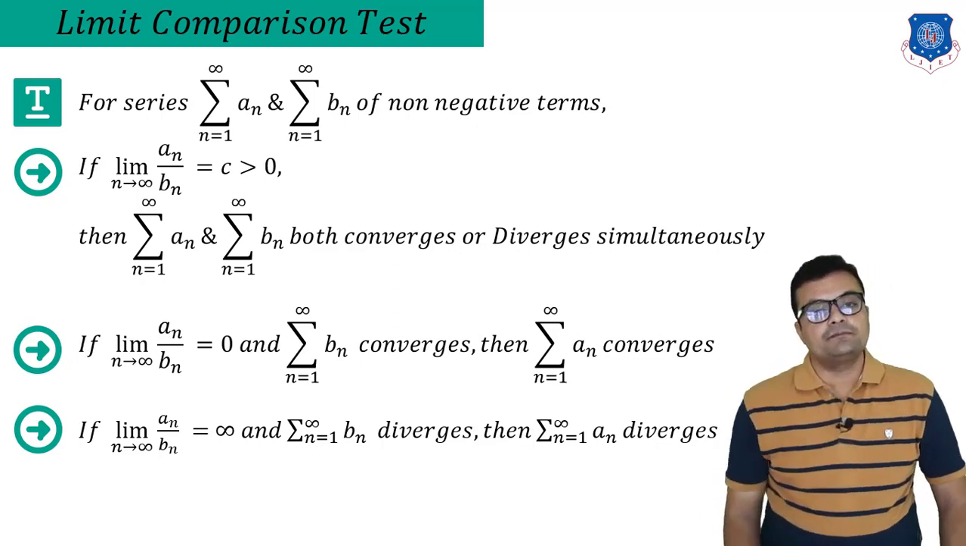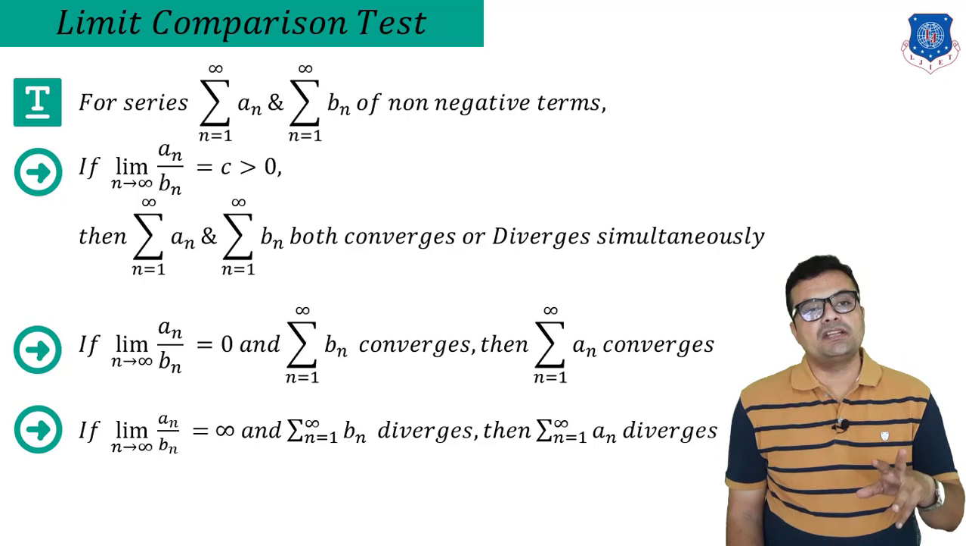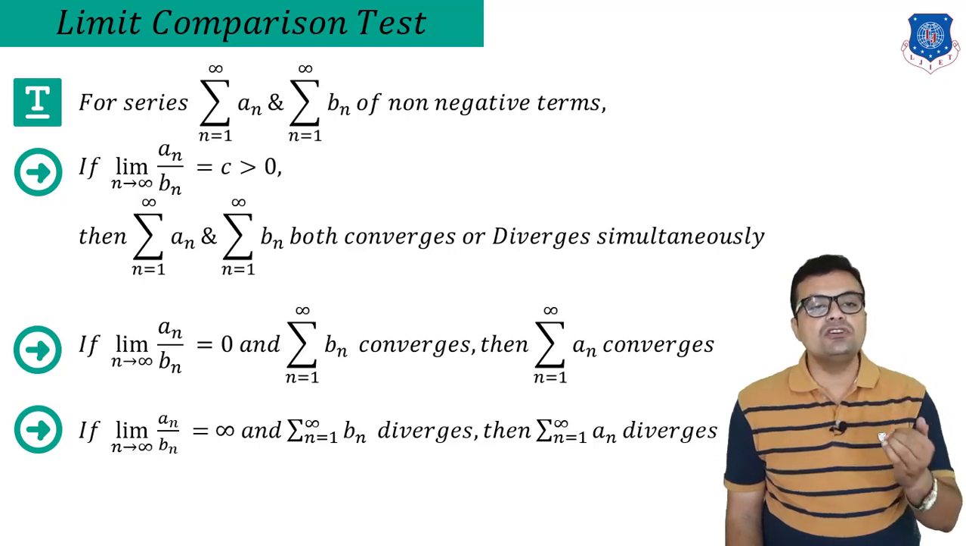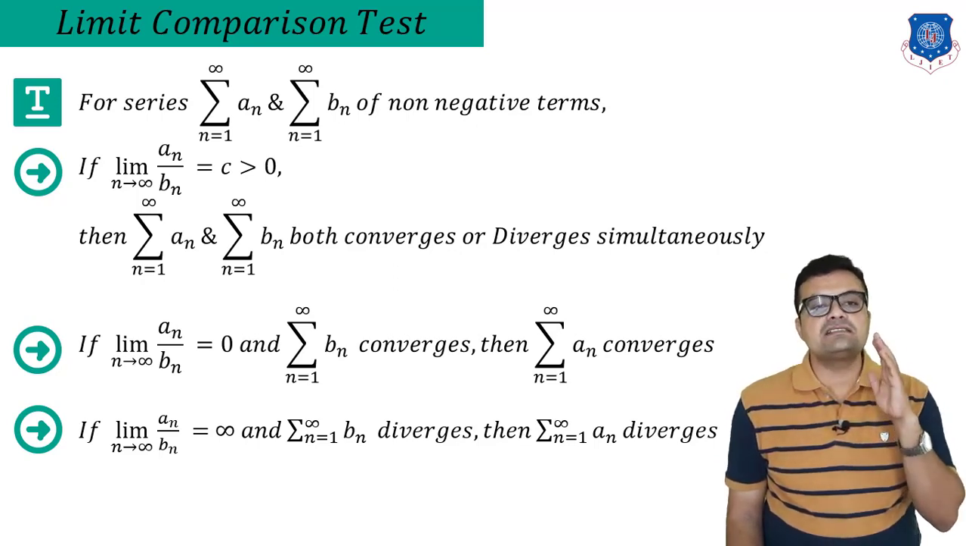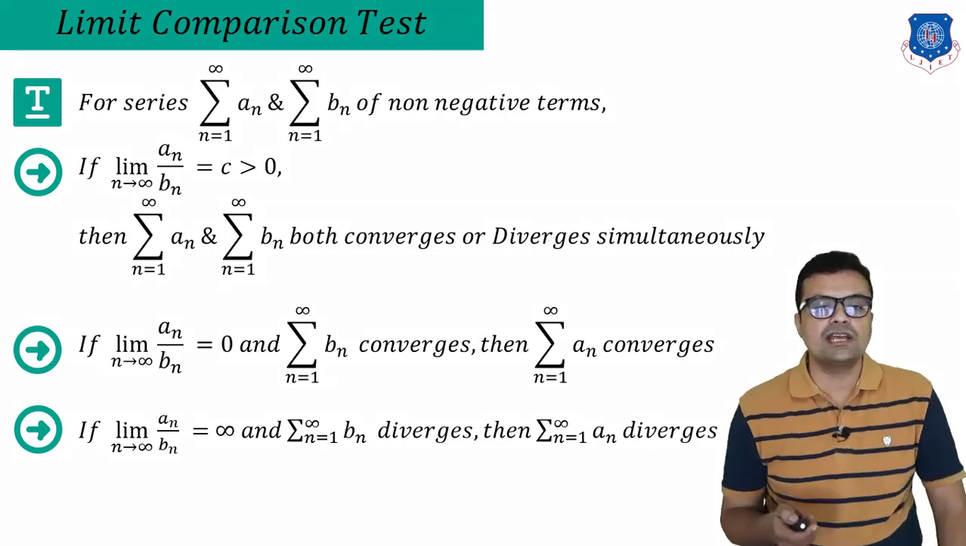So remember this thing. If An upon Bn is c, the result is simultaneous. If An upon Bn is 0, and if the denominator series is convergent, the numerator series is also convergent. If An upon Bn is infinity and the denominator series is divergent, the numerator series is also divergent.